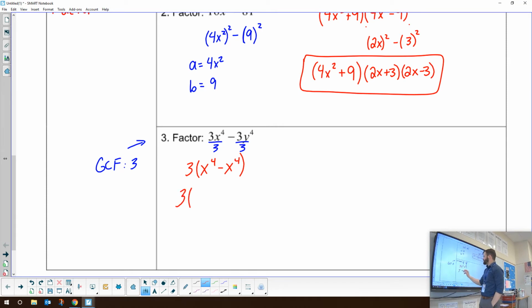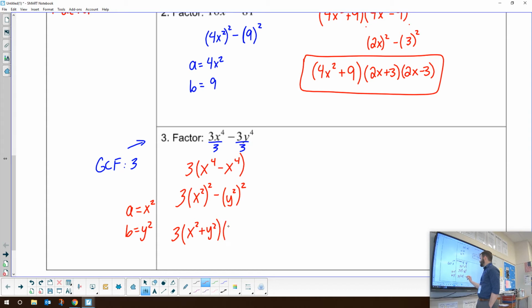This is the same thing as saying x squared squared minus y squared squared. So we can write this out instead. If my a is x squared and my b is y squared, I can write this out as 3 times x squared plus y squared times x squared minus y squared.